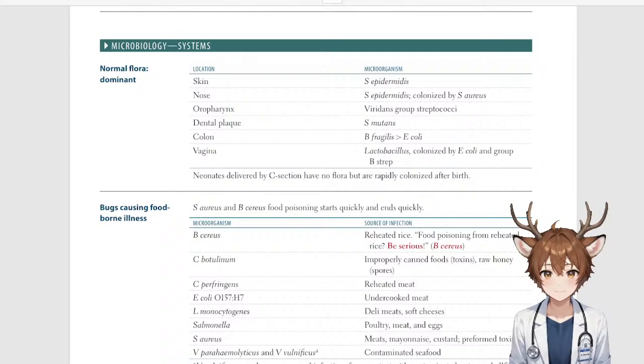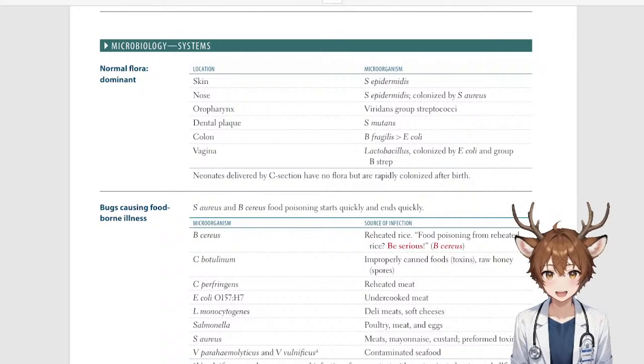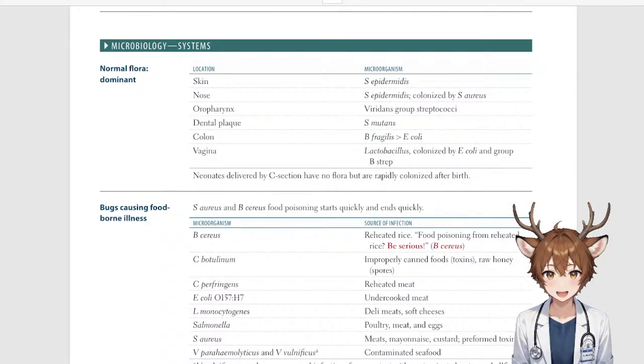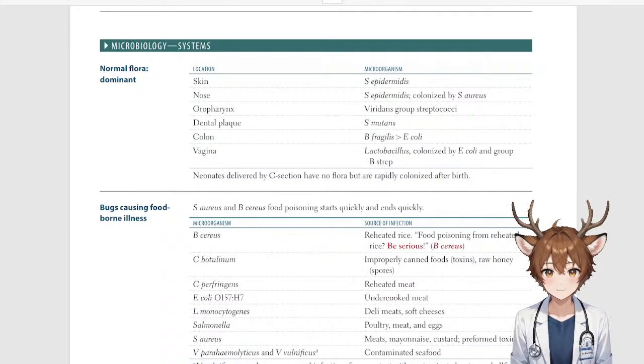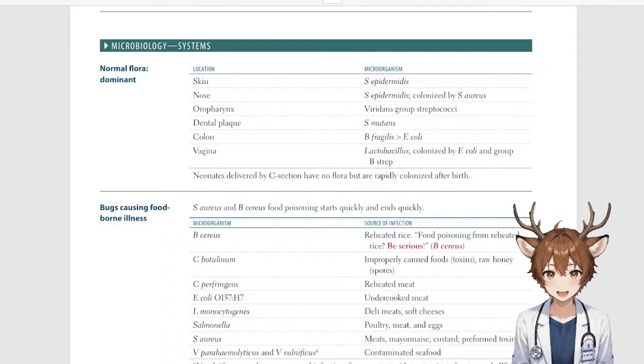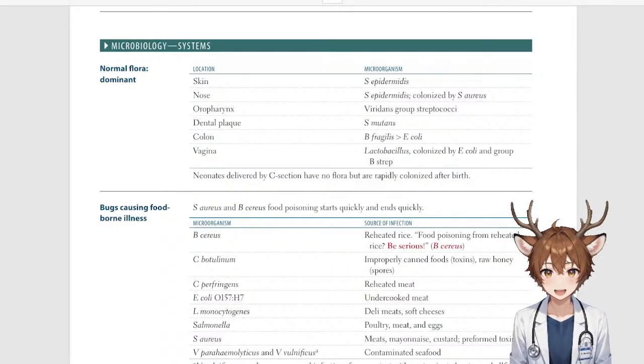The colon, B. fragilis, more so than E. coli. And I want to make sure I'm not saying anything incorrectly here. I want to confirm B. fragilis is specifically referring to Bacteroides fragilis. Okay, I was not confident in an answer. Bacteroides fragilis, more so than E. coli.